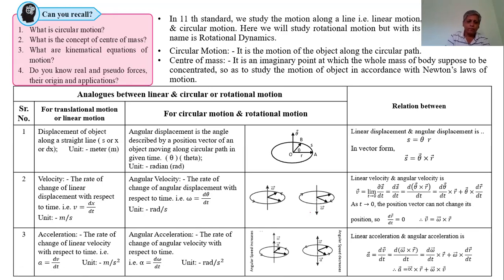The third point is the acceleration. In linear motion, the acceleration is the rate of change of linear velocity with respect to time. That is, a is equal to dv by dt. Its unit is meter per second square. Similarly, for circular motion or rotational motion, the rate of change of angular velocity with respect to time, that is, the derivative of omega with respect to time, is called the angular acceleration, and that can be represented by alpha. Its unit is radian per second square.